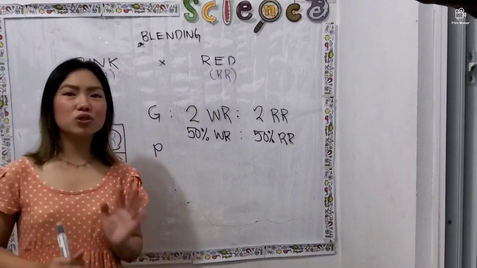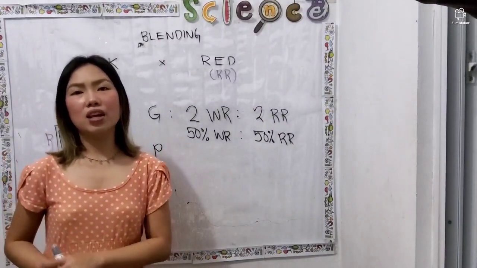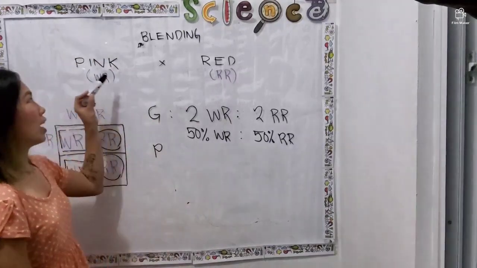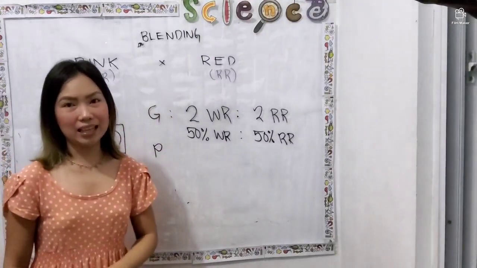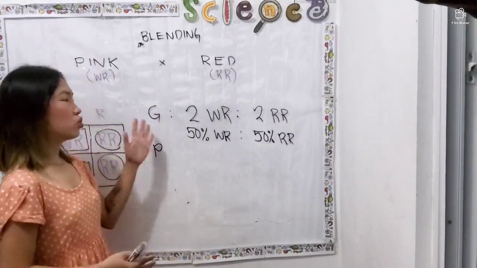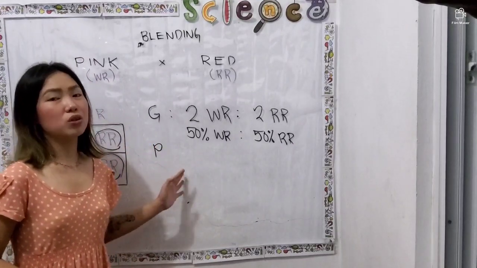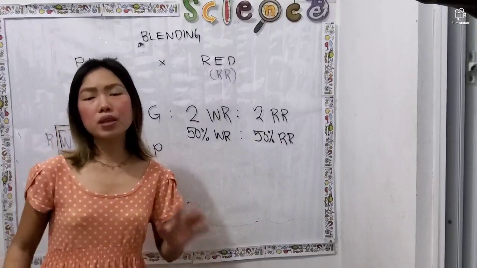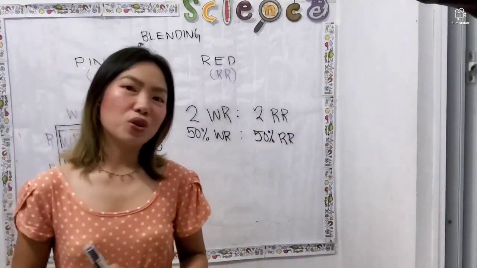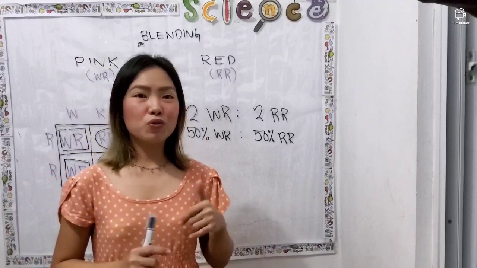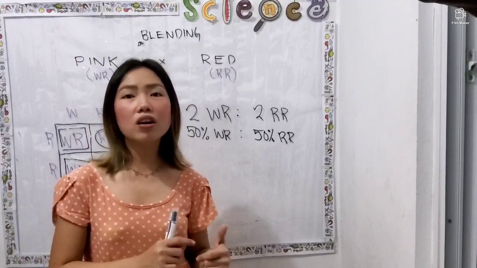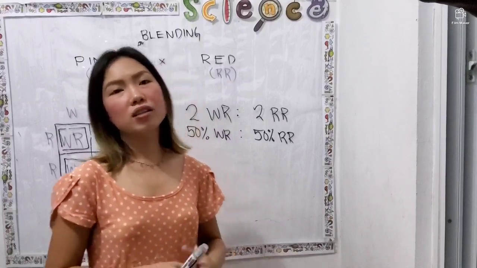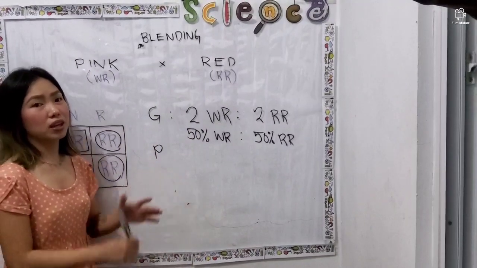On the genotypic ratio, we just focus on the letters in our Punnett square, or the letters or the genes that we use for the white, for the pink and the red. So after that, we have identified the genotypic ratio, so you may now proceed to the phenotypic ratio. Nasabi natin on our first example, whatever is your genotypic ratio is also your phenotypic ratio. So if we have 50% of RW, we also have 50% of RR, so we will have the same set of phenotypic ratio.